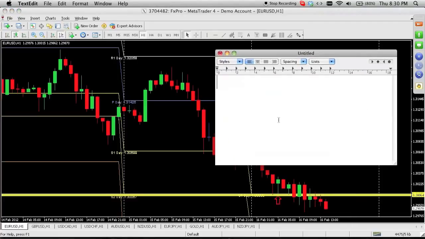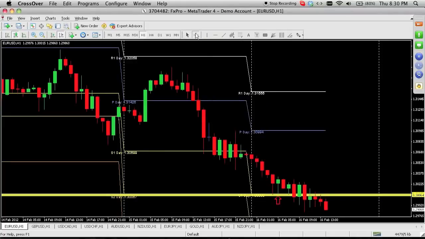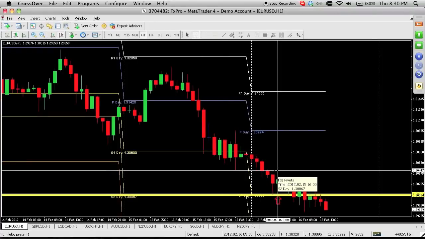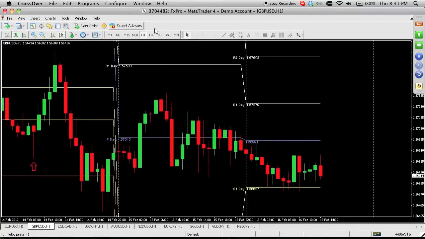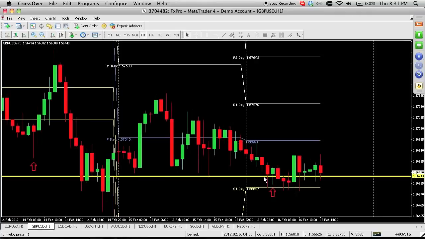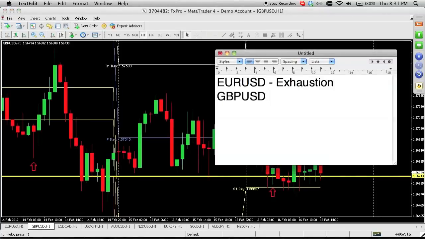Okay, let's pull up our chart here. Euro USD, exhaustion. What else? What time was this? This was at 5 o'clock on my chart. Let's take a look at pound for today. 5 o'clock right here, also an exhaustion. Bouncing off of a pivot from the day before yesterday. Exhaustion. Let's take a look at other pairs.